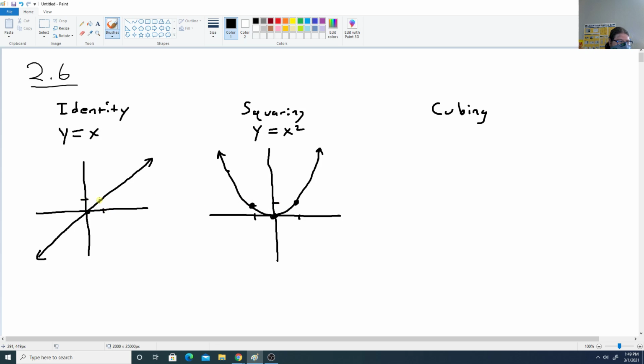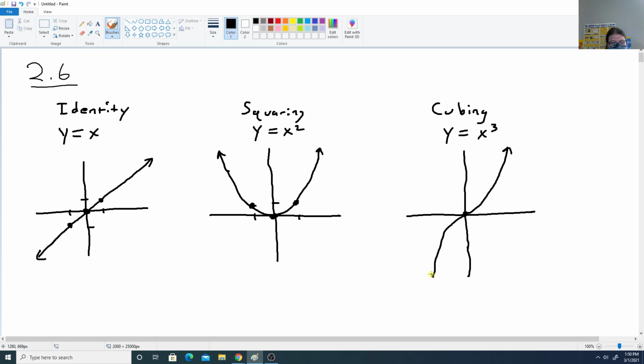I guess on this one we should note it passes through the point (1, 1) and the point (-1, 1). So as you're moving stuff around, these are some important points you can use to make sure you're getting the shape of the graph right. The cubing graph is y equals x cubed. Its graph looks kind of like this, hits the origin and comes on down. And some other points of interest on it are (1, 1) and (-1, -1).